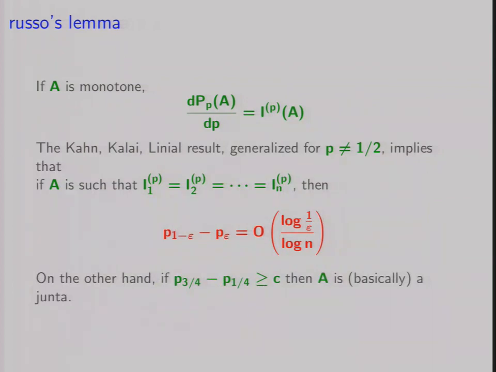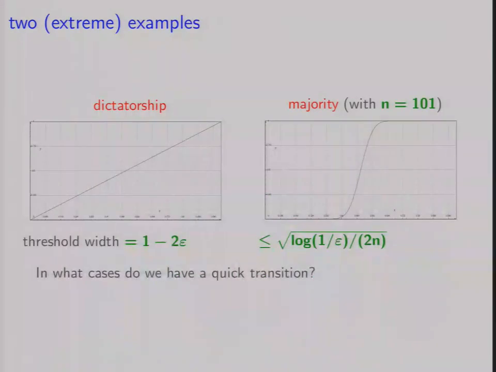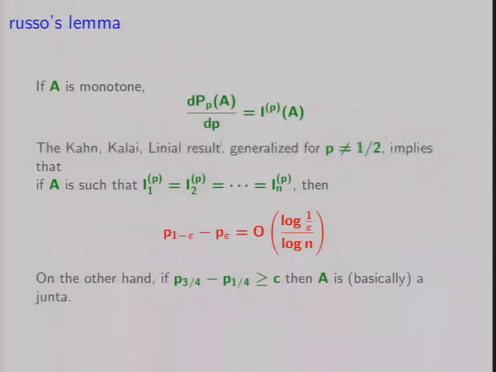This is at most of the order of 1 over log n. Of course, log n is a small number, but it goes to infinity. In the case of a majority, we had a much sharper transition. It's 1 over square root of n. But this you cannot hope for in general. In fact, this is sharp, so you cannot improve on this.